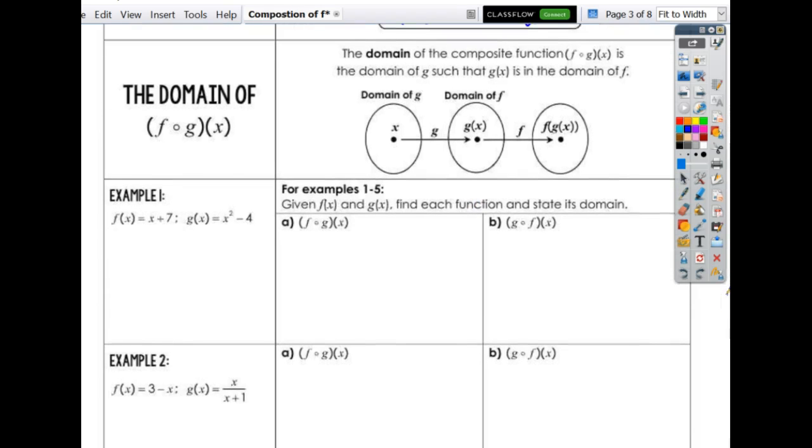For here, the g is the first function. It's the inside one. So I'm going to put parentheses around it, and wherever I see an x, I'm going to substitute the parentheses. So I would get x squared minus 4 plus 7. So I get x squared plus 3.